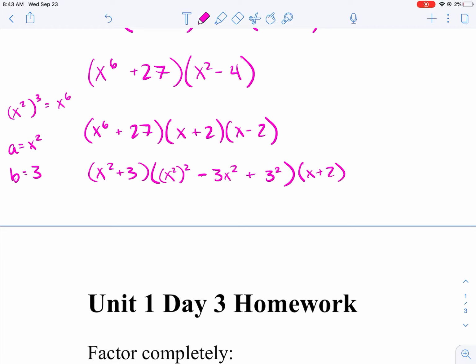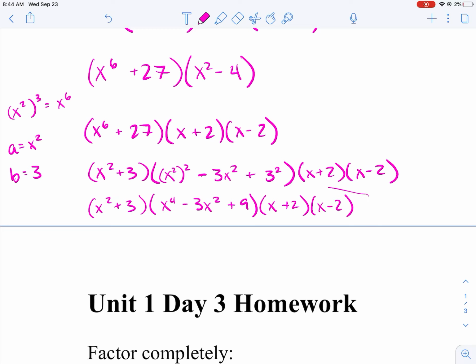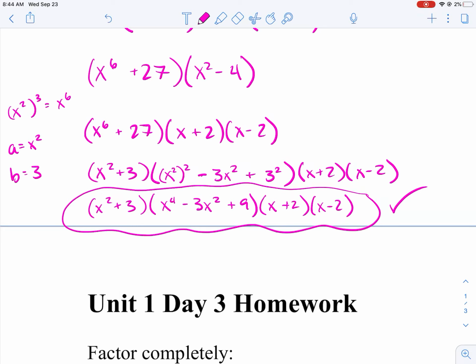Forgot these other things here too. Here we go, (x minus 2). There's that. Can't forget everything. And then finally, (x squared plus 3)(x to the 4th minus 3x squared plus 9)(x plus 2)(x minus 2). That is it. With 2% to go, I think we made it.